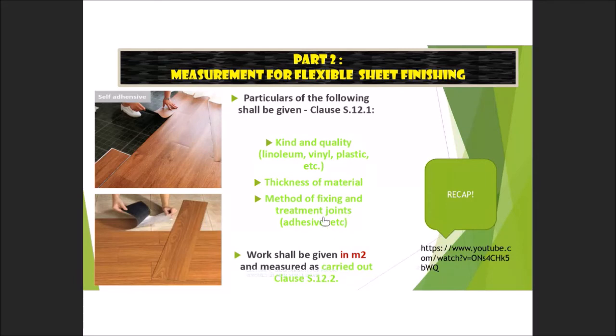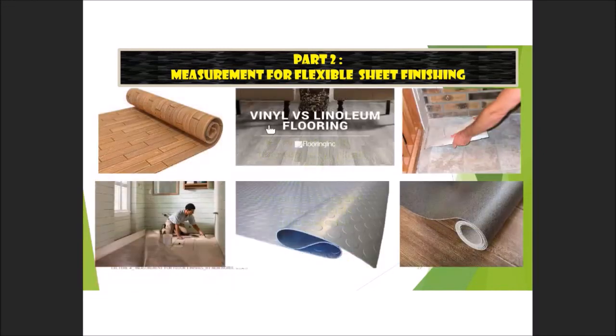Okay, so for this one, you can refer to S.12.1. Work shall be given in meter square and shall be carried out as close as this clause. Right, so you can also watch this video on the recap session to show the difference between linoleum, vinyl and another material. This is the example of the flexible sheet finishing.